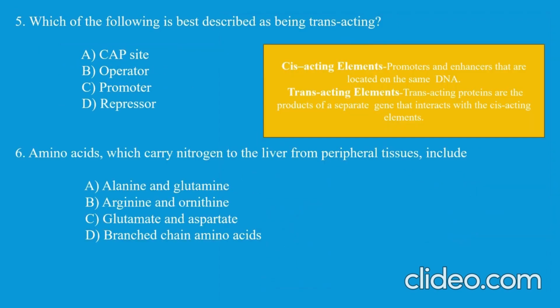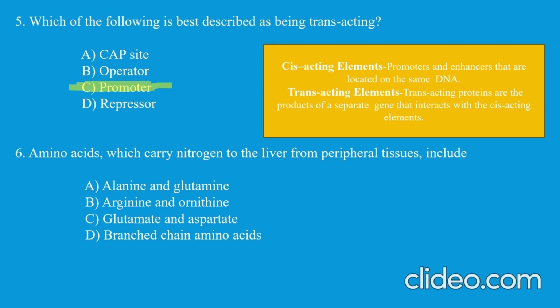Now the next question is, which one of the following best describes a trans-acting element, right? There are 2 types of elements, that is cis-acting and trans-acting. These elements help in the gene expression. So what are cis-acting elements? These are present on the promoters and enhancers. They are called promoters and enhancers that are located on the same DNA, while the trans-acting elements also help in gene expression by interacting with the cis element. Here you can see that the trans-acting proteins are the product of a separate gene that interacts with the cis-acting element. So the trans-acting elements in association with the cis-acting elements, they control the gene expression. So here the answer would be they are present with the promoters, right?